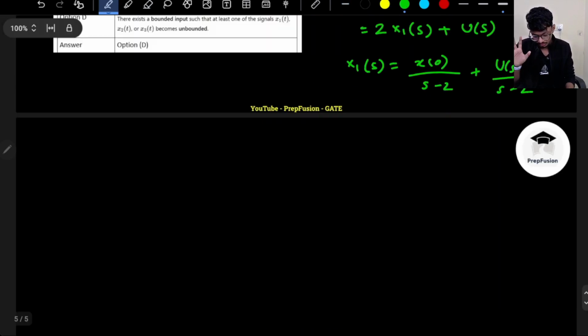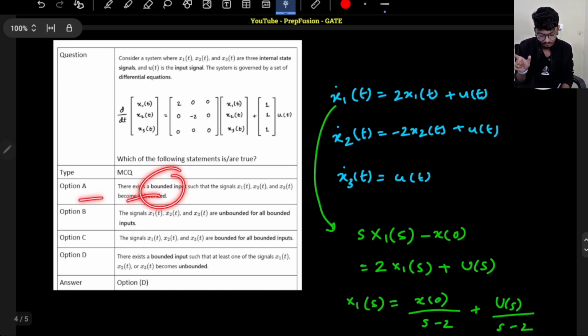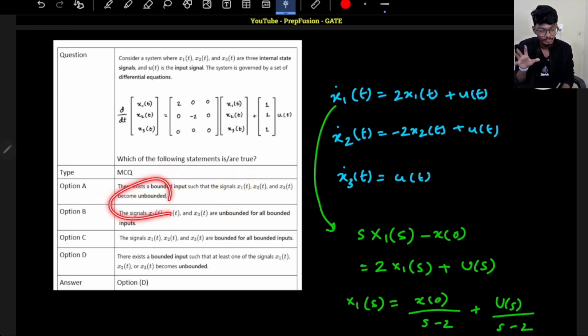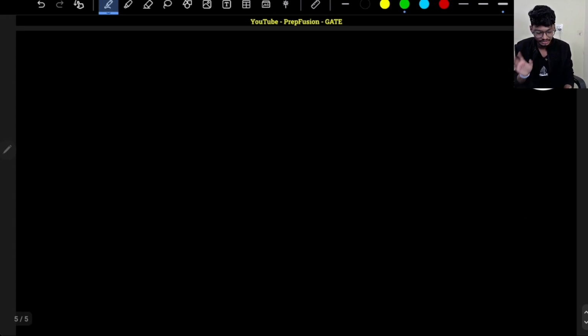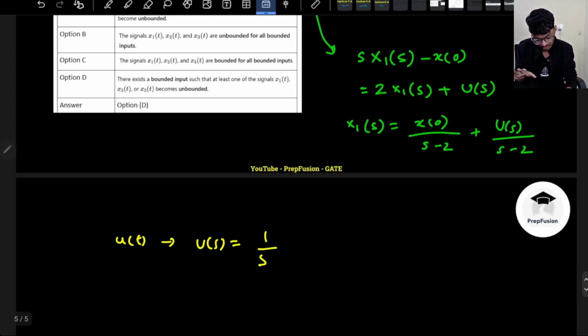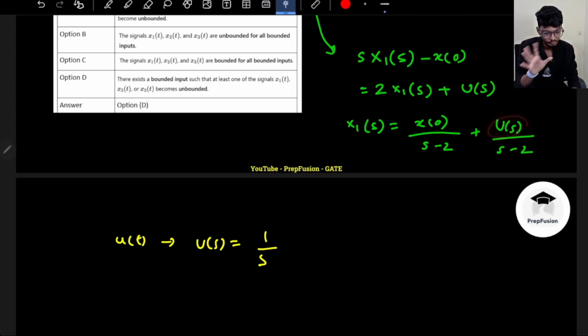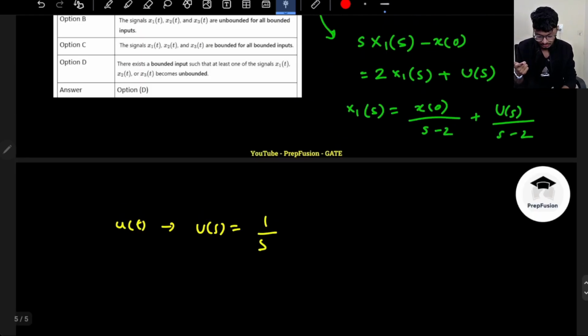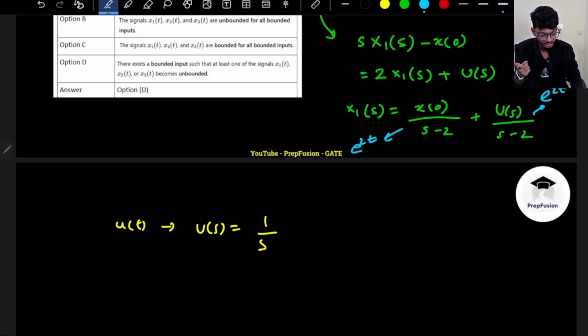Now let's take the option 1: there exists a bounded input such that signals x1, x2 and x3 become unbounded. Let me take a very basic example, that my input u of t is the unit step itself. Then what will be u of s? It will be 1 by s. Anyways, even without assuming any input, if your x of 0 is not 0, then it will always be unbounded. Why? Because when you take the inverse Laplace, you will get an e raised to power 2t term. That e raised to power 2t will obviously be unbounded for t tending to infinity.